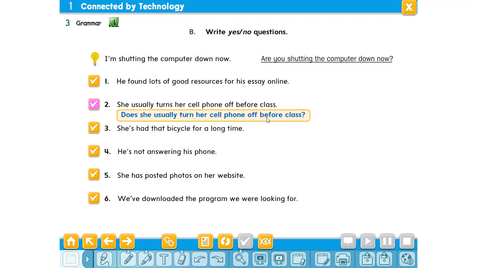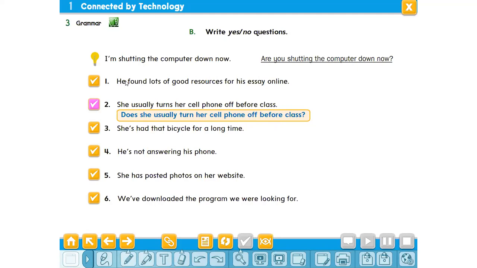Okay, excellent, Amir. Then we have Mishal Al-Anazi. Which one? Number 1. He found lots of good resources for his essay online. Did he find lots of good resources for his essay? Wonderful.